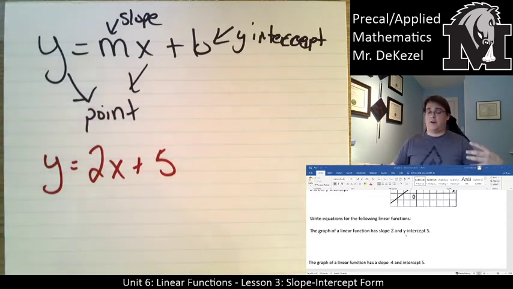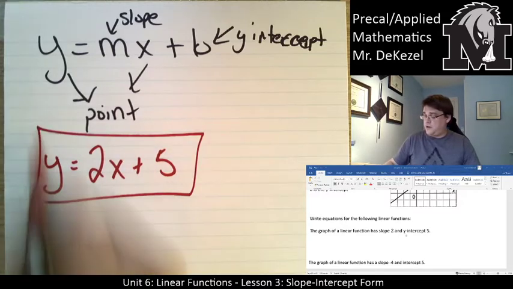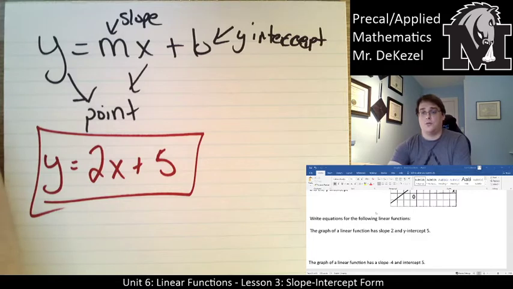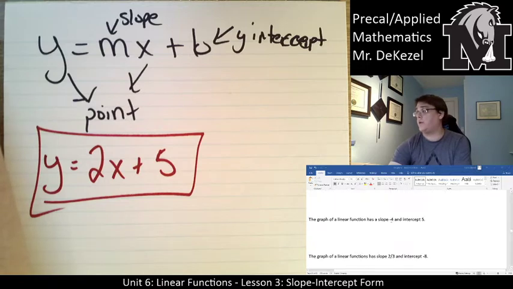So if you're asked to write the equation of a line with a slope of 2 and a y-intercept of 5, boom, it's just that easy. You put the slope where the m is and the intercept where the b is in our equation.